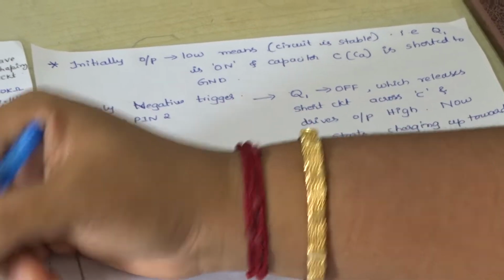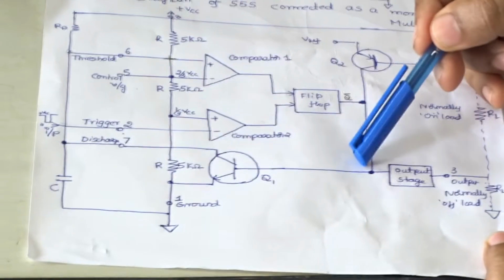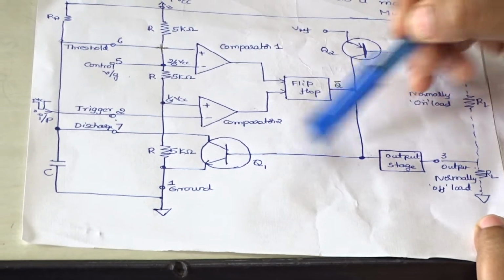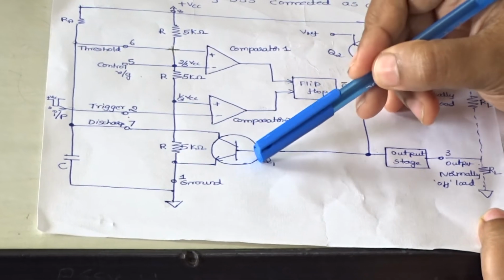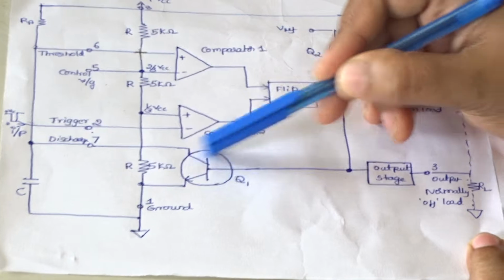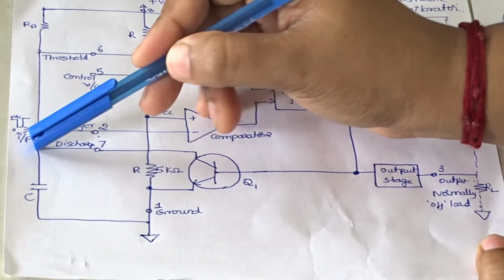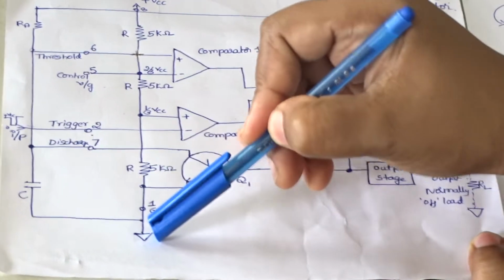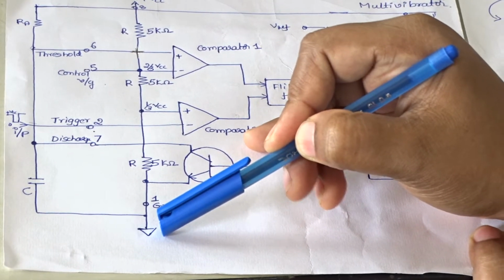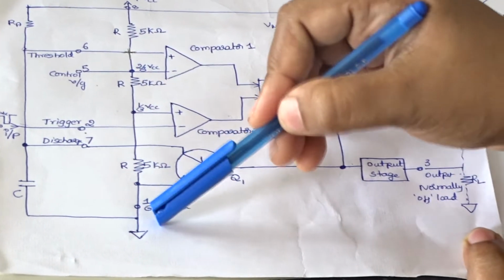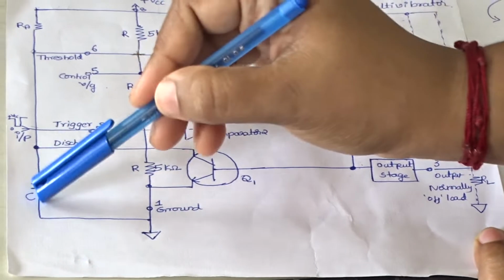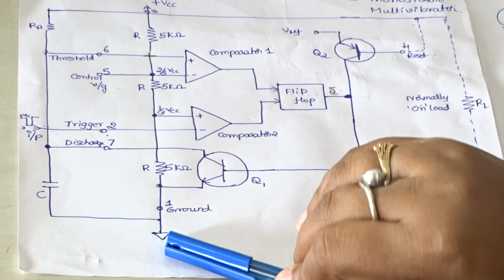If the output is low, then the input to the inverter output stage will be 1. Right? So if this is 1, this transistor is going to conduct. So the capacitor will be shorted. If this is conducting, the capacitor will be shorted to ground. It is not going to charge. If this transistor is on, this capacitor will be shorted to ground.